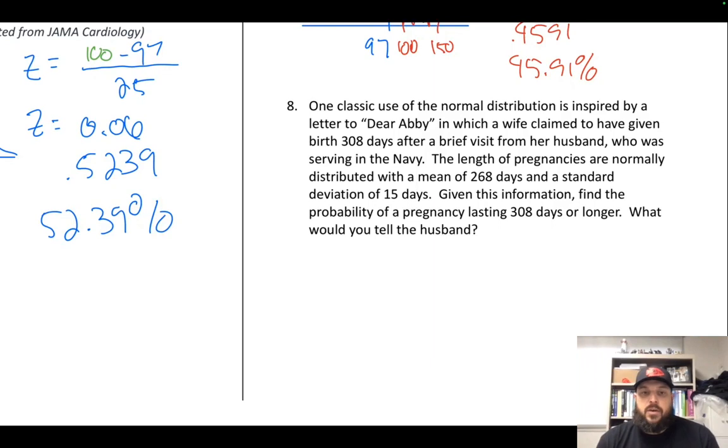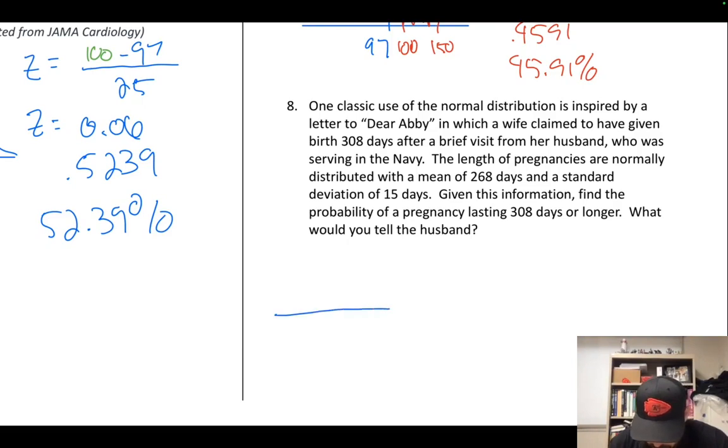All right, 8. One classic use of the normal distribution is inspired by a letter to Dear Abby, in which a wife claimed to have given birth 308 days after a brief visit from her husband, who was serving in the Navy. The length of pregnancies are normally distributed with a mean of 268 and a standard deviation of 15 days. Given this information, find the probability of a pregnancy lasting 308 days or longer. What would you tell the husband? Mystery ensues. Dun dun dun.